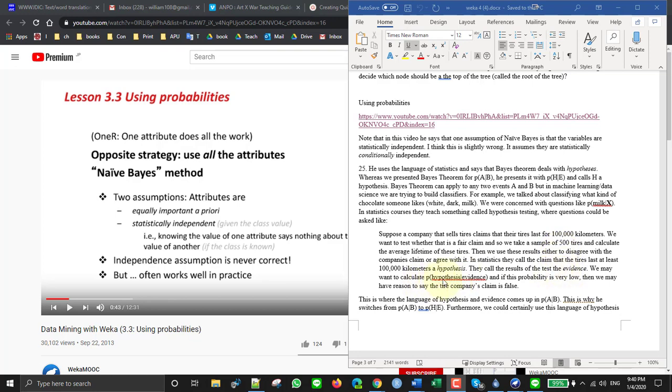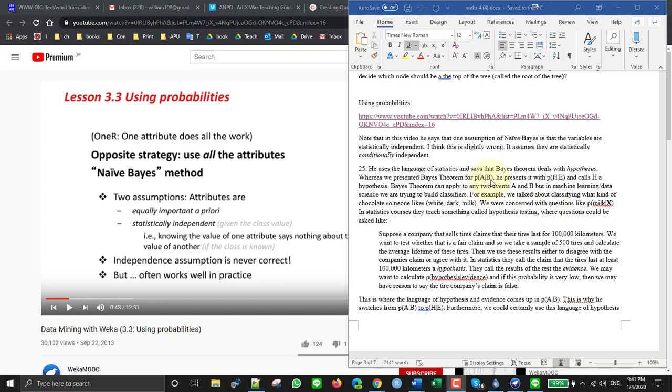We may want to calculate the probability of the hypothesis given the evidence. And if this probability is very low, so if the probability that they last more than 100,000 is very low, then we may have reason to say the tire company's claim is false. So that's the language that's used in statistics for the same thing that we can use in data science.